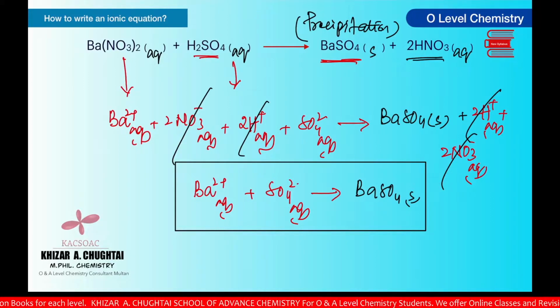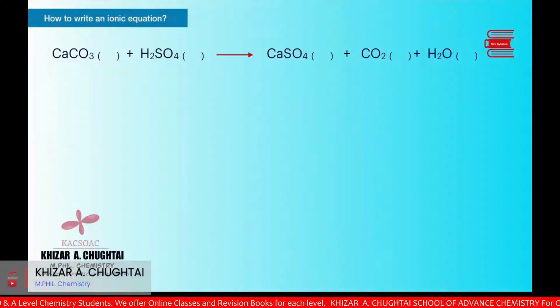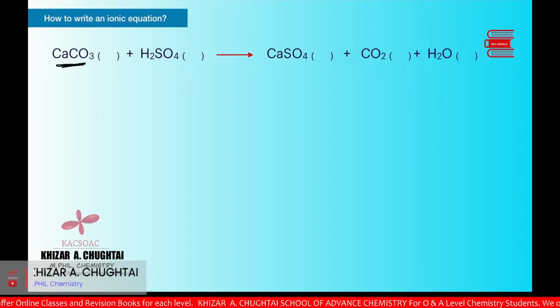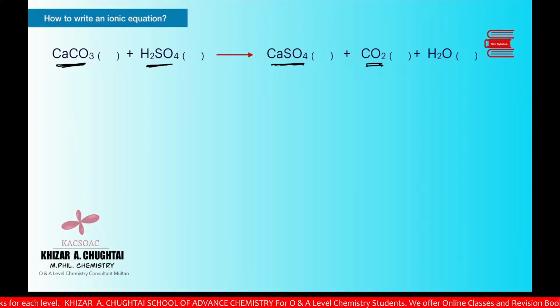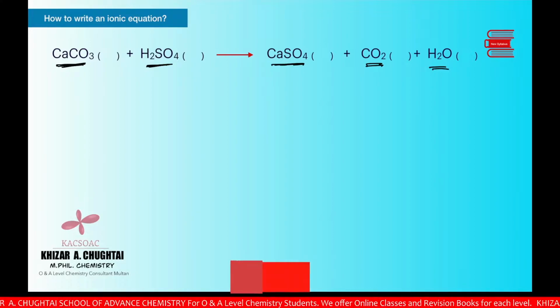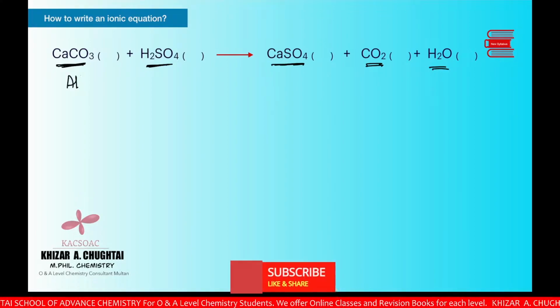Now come towards the next one. The next example reaction is once again an acid-base reaction. This is calcium carbonate, which is a base, and H2SO4, which is an acid. Calcium sulfate is a simple ionic compound, a salt. CO2 is a gas, H2O is a liquid. This calcium carbonate is not an alkali, it's a base. It's not an alkali. It's a base, yes it is true.